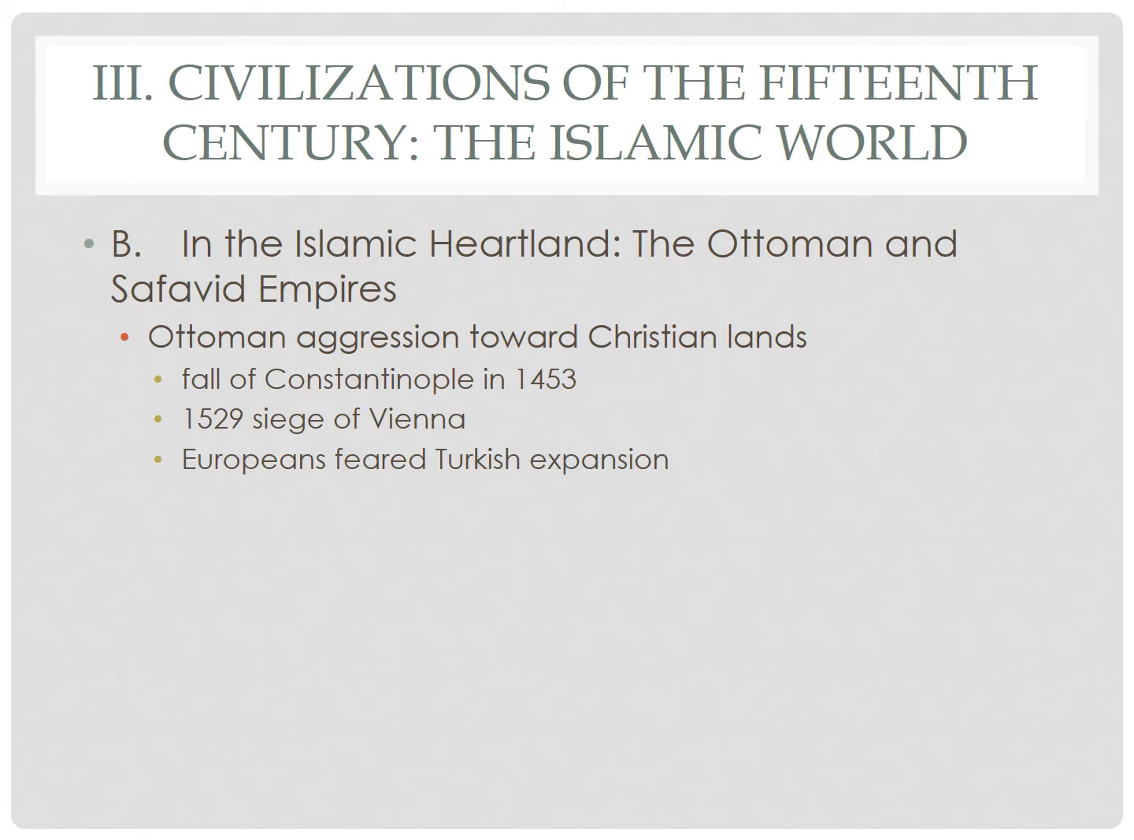Okay, the Ottomans had a lot of aggression towards Christian lands. The fall of Constantinople in 1453 was a huge sore spot on the Europeans' pride, because they had lost Constantinople, which was the last outpost of the Roman Empire, to a Muslim group. In 1529, they actually besieged the city of Vienna. They were unable to capture it, but again, this idea that they were encroaching on European lands was pretty terrifying. And so overall, the Europeans really feared Turkish expansion.